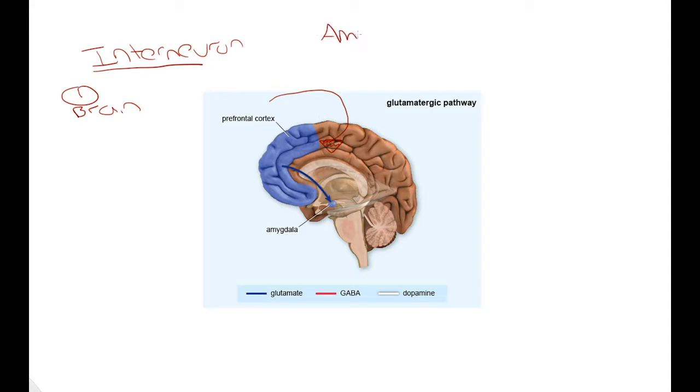So the amygdala has GABAergic interneurons, but it also has glutamatergic projection neurons. Projection neurons project to a different part of the brain, so a different region, a different structure of the brain, and these are glutamatergic. GABA is the main inhibitory neurotransmitter and glutamate is the main excitatory neurotransmitter.